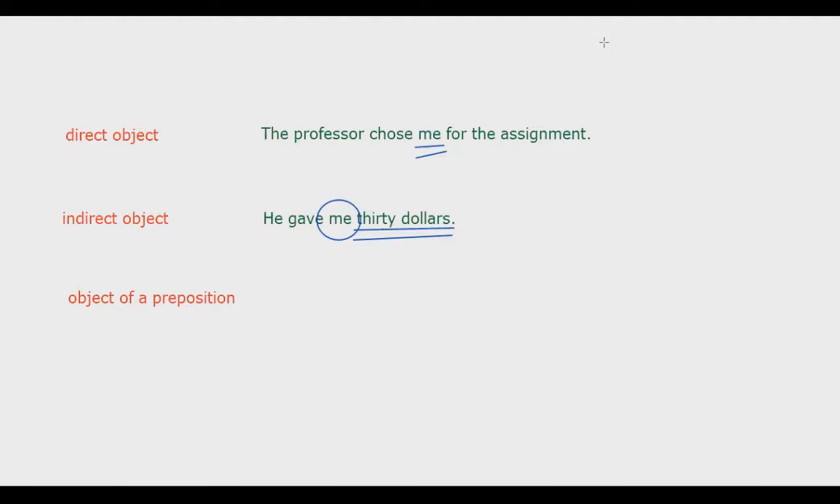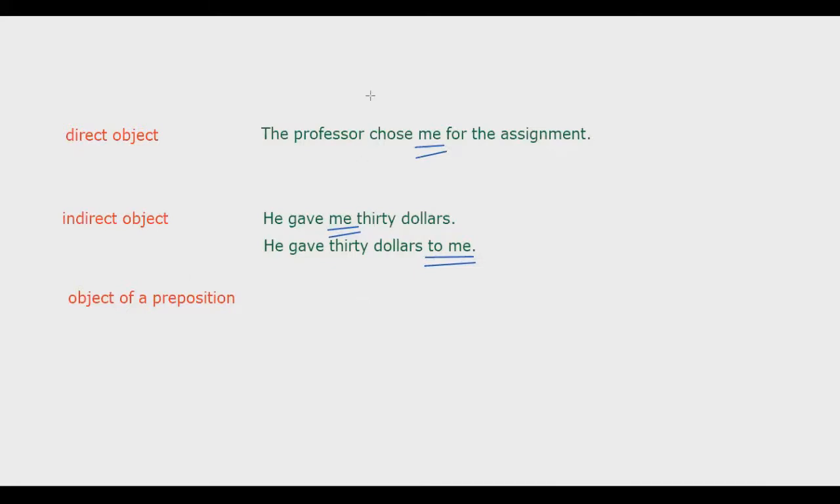You could also rephrase this sentence like this: he gave $30 to me. You could say it like that. And here, me would still be the indirect object. Well, both the indirect object and the object of the preposition to, but this is really just another way of phrasing that me is the indirect object of the action of giving. So you could say he gave me $30 or he gave $30 to me.